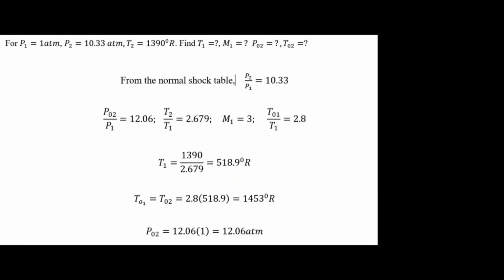Now we will see the values. P2 by P1 is 10.33. Then corresponding M1, M2, T2, everything we can find. From this ratio we can find T1. I think this is from isentropic, right? T01 by T1 is from the isentropic table. Yes, sir. Once we know T1, we can find T01, which is equal to T02. When we know P1, we can find P02. Here also there is the same procedure.